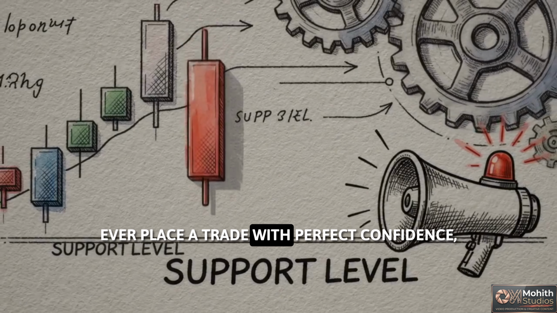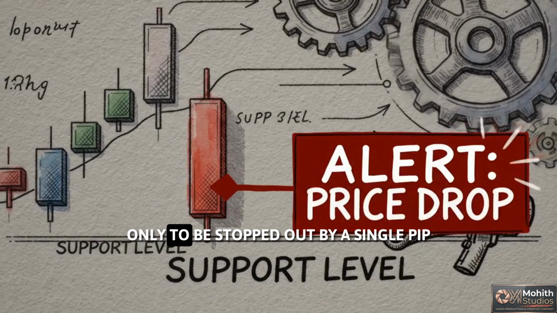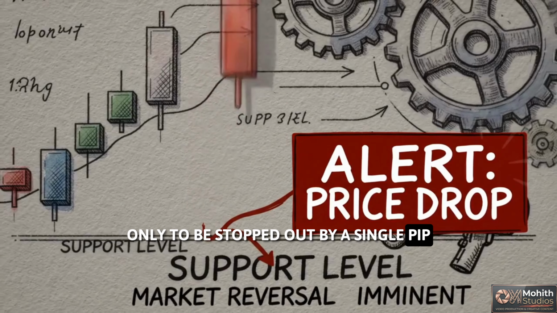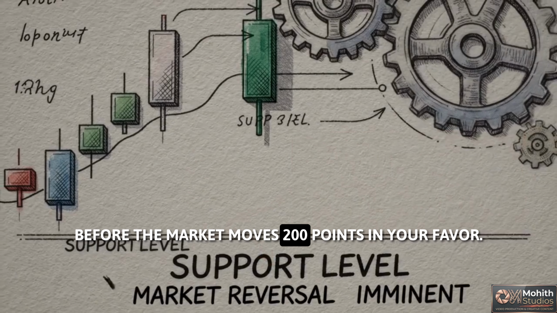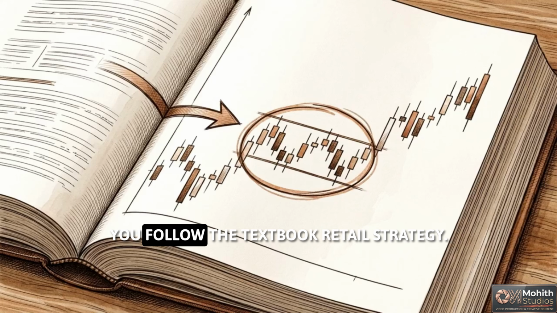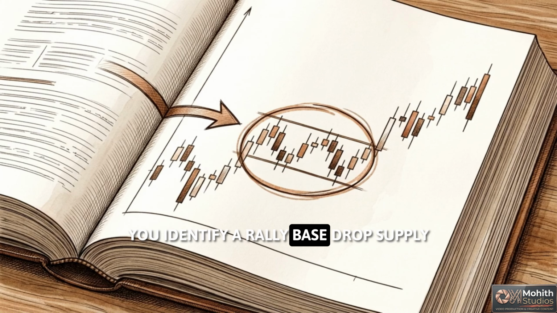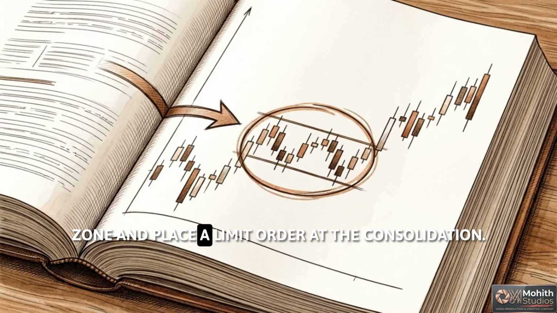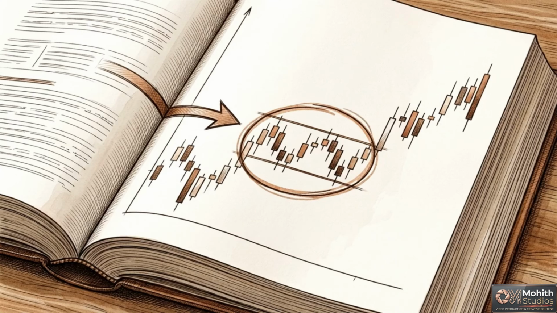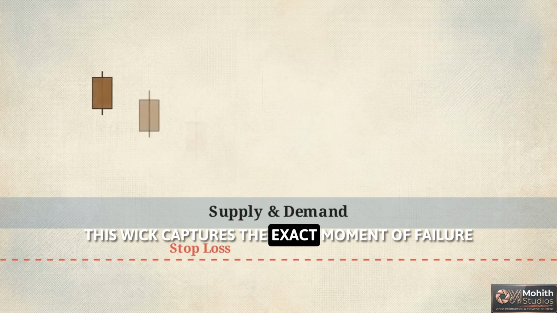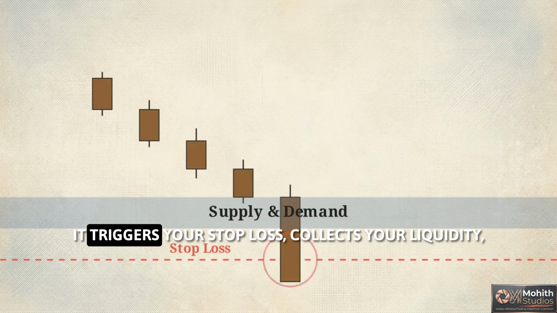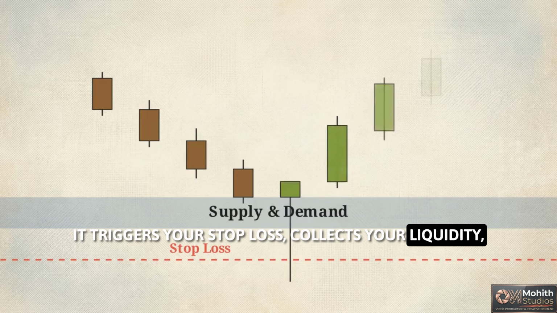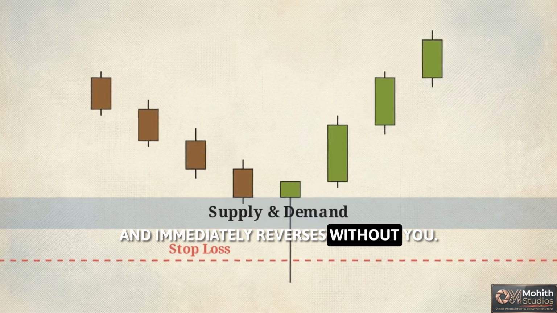Ever place a trade with perfect confidence, only to be stopped out by a single pip before the market moves 200 points in your favor? You follow the textbook retail strategy. You identify a rally-based drop supply zone and place a limit order at the consolidation. This wick captures the exact moment of failure. It triggers your stop loss, collects your liquidity, and immediately reverses without you.